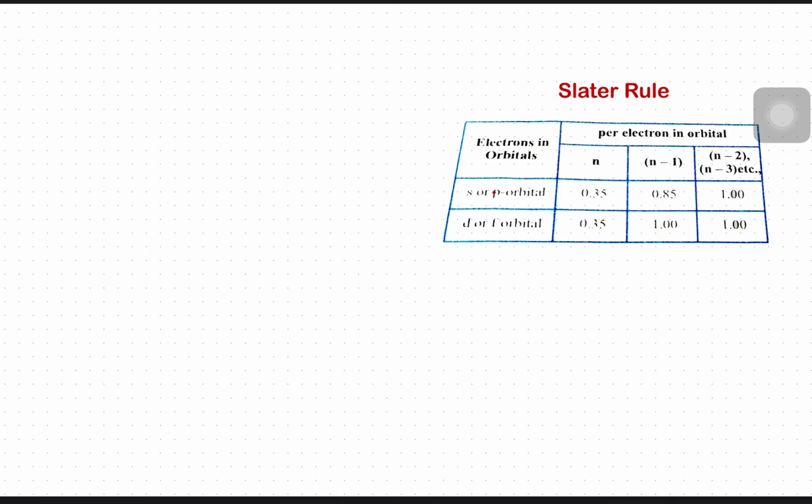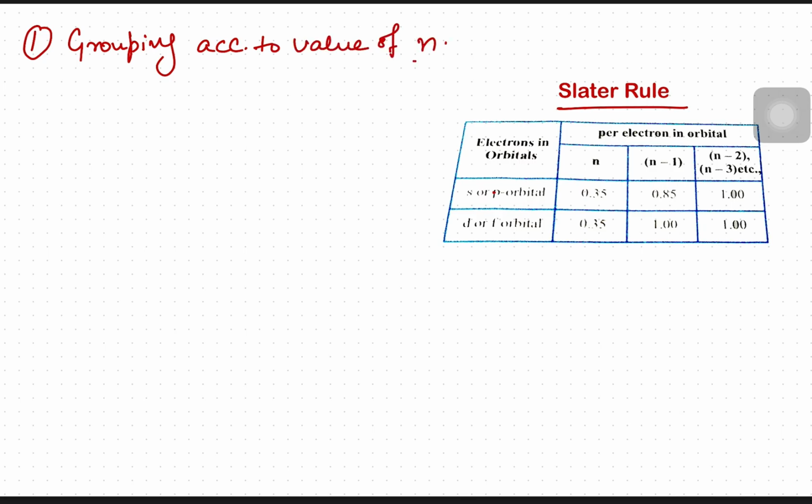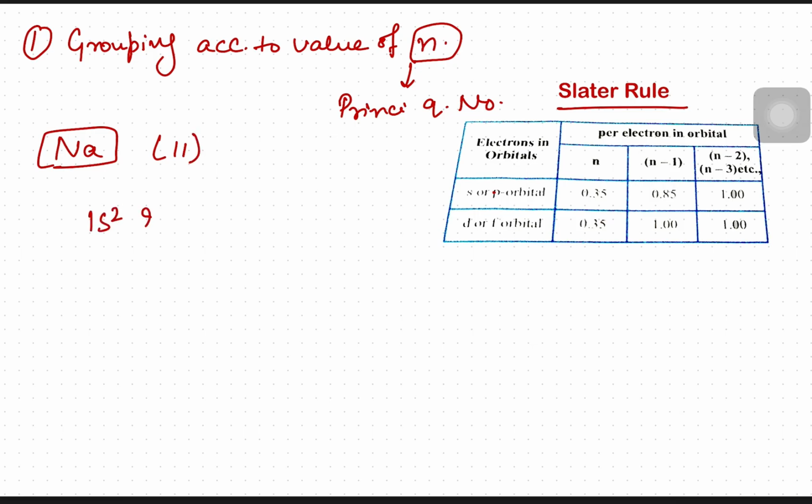Now we will start with Slater's rule. This is a very simple rule. First, you have to do the grouping according to the value of n. What is n? n is the principal quantum number. For example, like previously, we discussed sodium. Firstly, you have to write the electronic configuration of sodium. Sodium has atomic number 11, and the electronic configuration is 1s2, 2s2, 2p6 and 3s1.